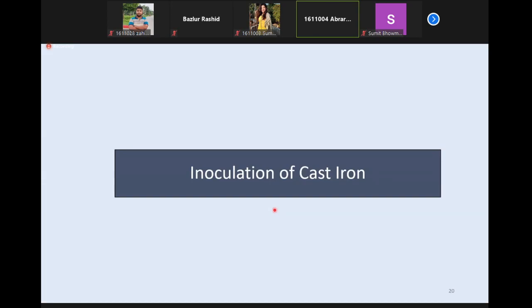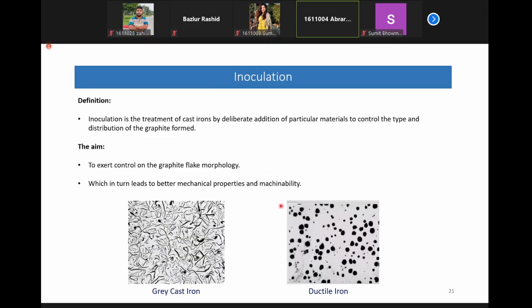Now let's move on to the inoculation of cast iron. Inoculation is the treatment of cast irons by deliberate addition of particular materials to control the type and distribution of the graphite formed. The aim here is to exert control on the graphite flake morphology and to get better mechanical properties.